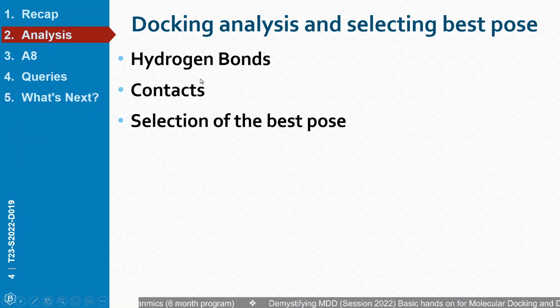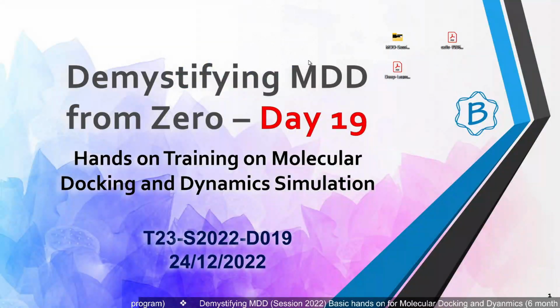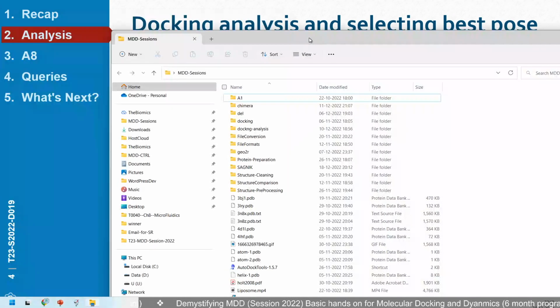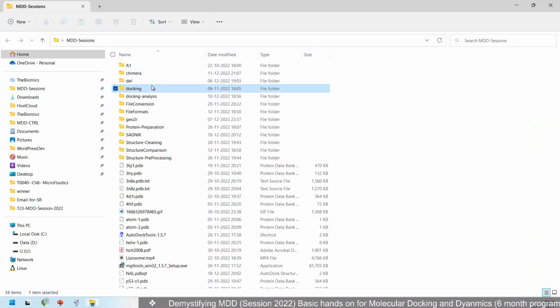Now since we have already covered the hydrogen bonds, contacts, and also the score in our results, based on that we can select our best residue. For that I will open my older docking, where I have listed all the hydrogen bonds.